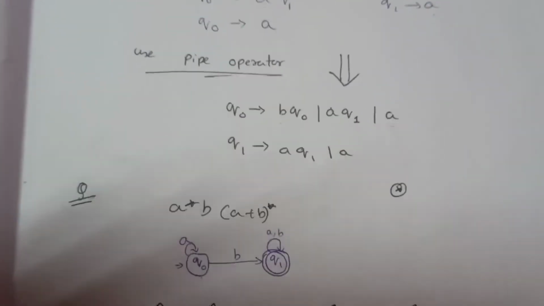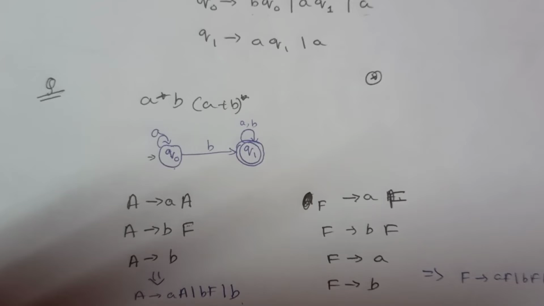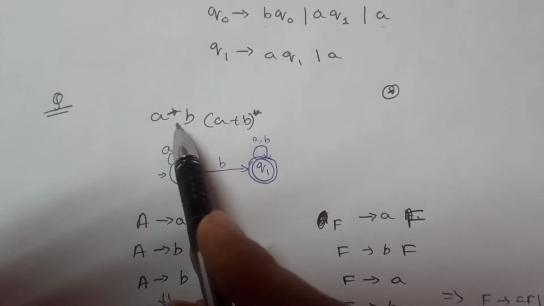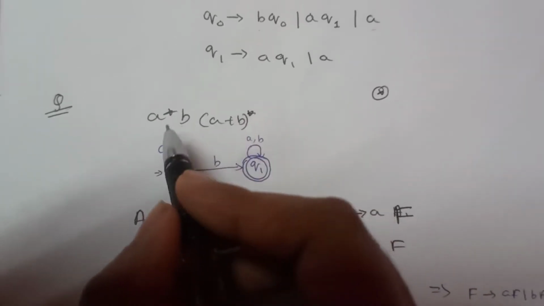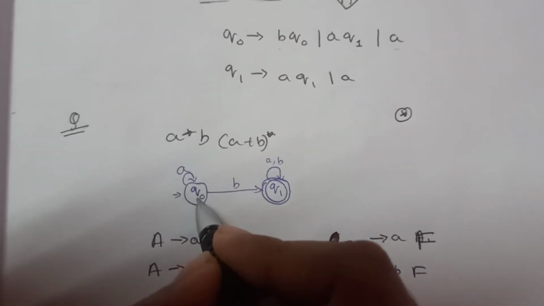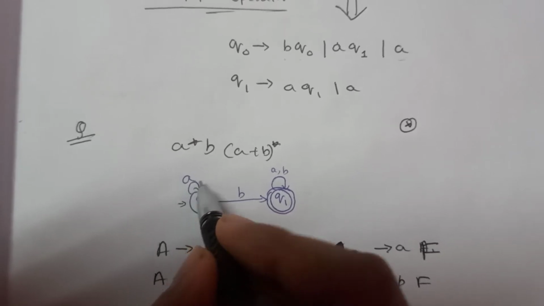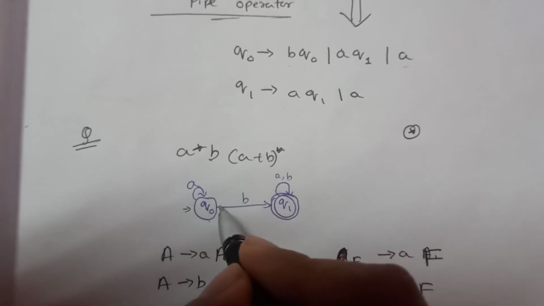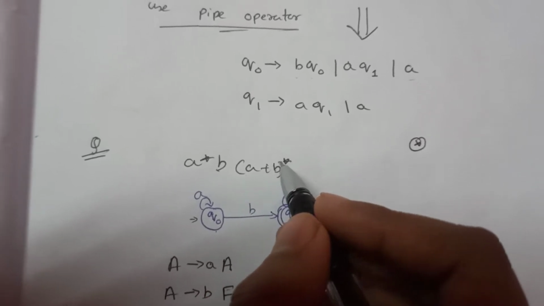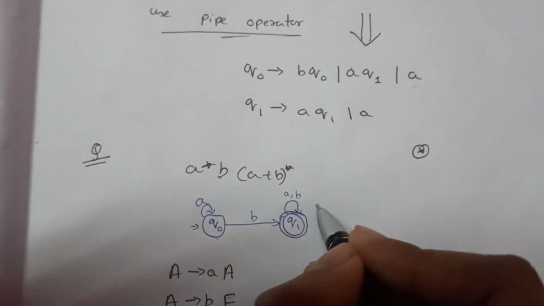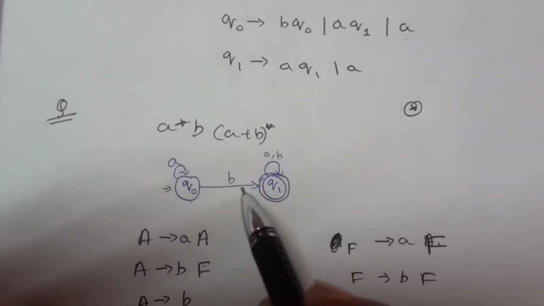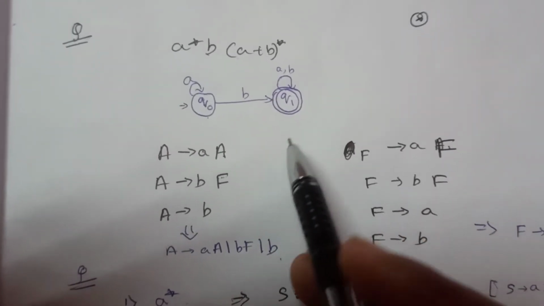Now we will try to find the production rules of this language. So first I will make this language an automata. For a star means the self loop of a. So in the starting state q naught there is a self loop of a, and for b it is going to another state q1, and here again a plus b whole star means a self loop for both a and b. So this is our automata, and we are making our regular grammar from this.